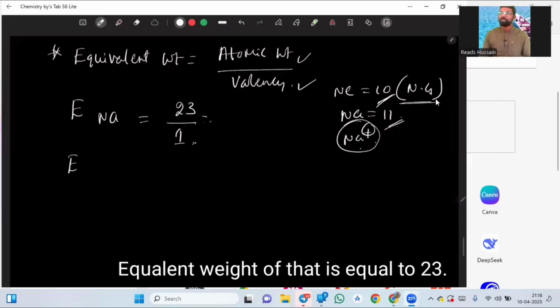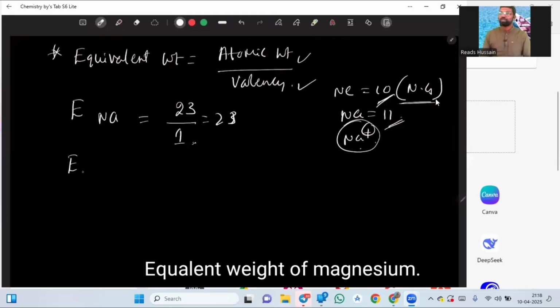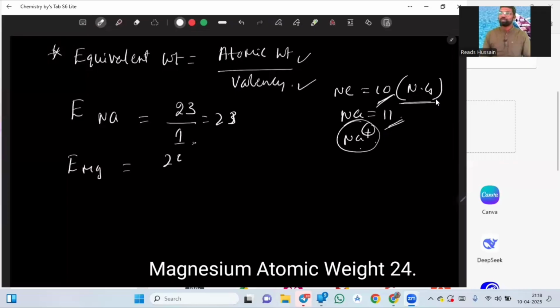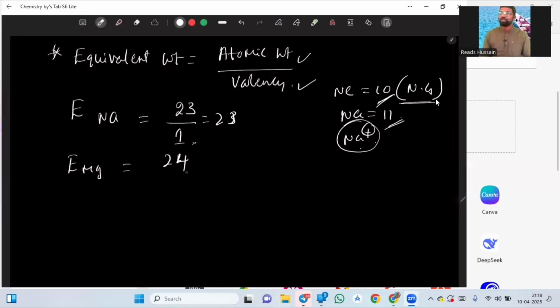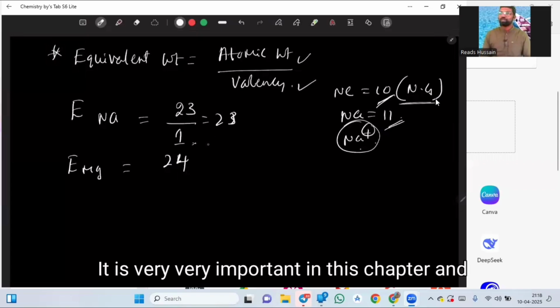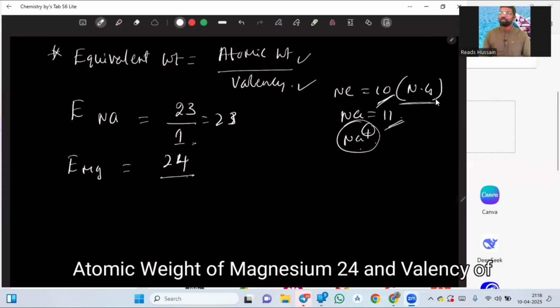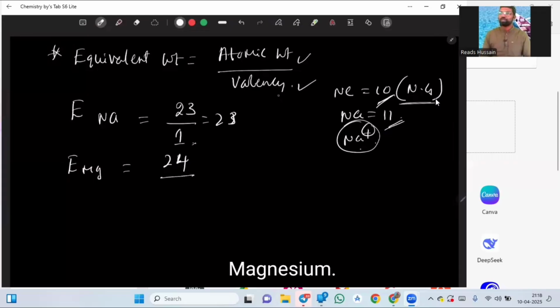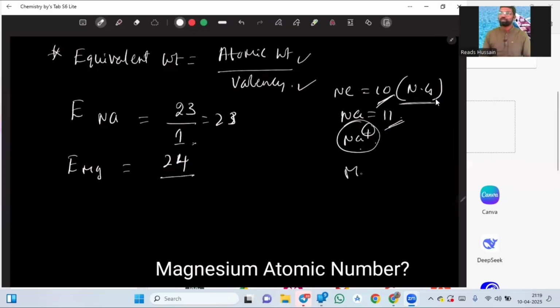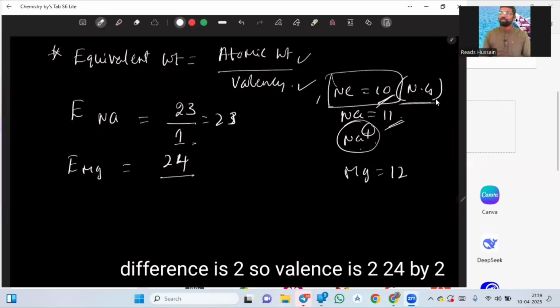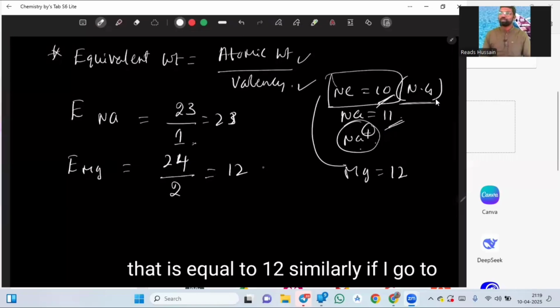Equivalent weight of that is equal to 23. Equivalent weight of magnesium. I hope now you can do this. Magnesium atomic weight 24. If you don't know atomic weights, please learn atomic weights. It's very, very important in this chapter and a few other chapters also. Atomic weight of magnesium 24. And valency of magnesium: magnesium atomic number 12, neon atomic number 10. Difference is 2. So valency is 2. 24 by 2, that is equal to 12.